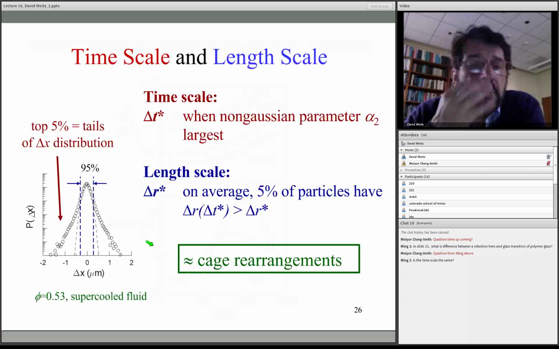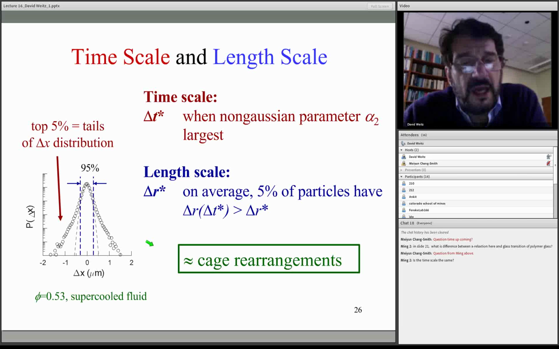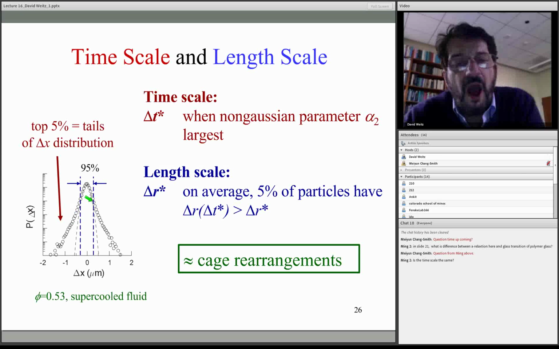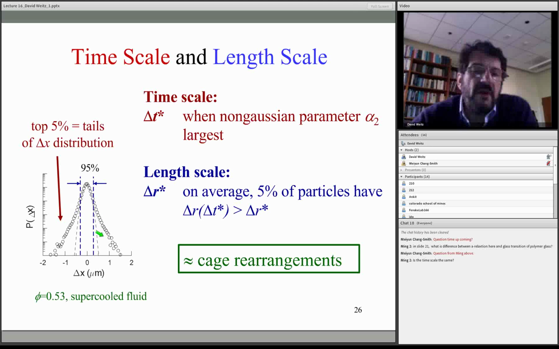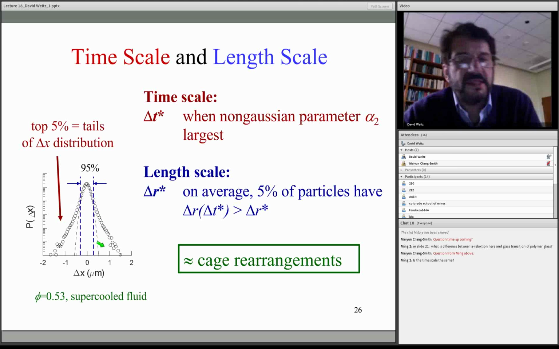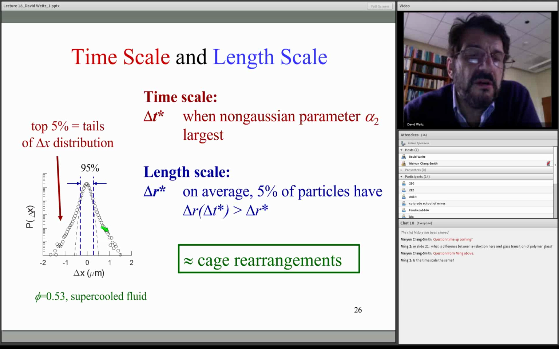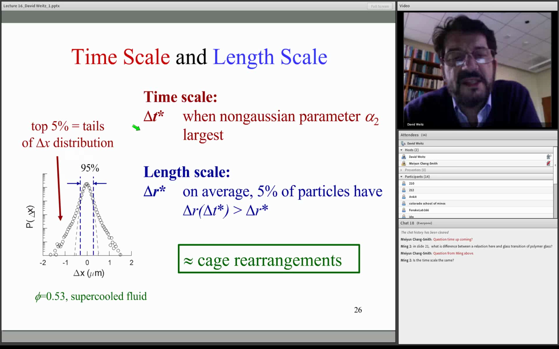So now you can define something. You can define 2 different parameters. You can define a characteristic length, the length where you get this larger scale motion. After some of these jumps, there's some length scale where you see this large scale motion, and there's a peak in the non-Gaussian parameter that occurs at some characteristic time.